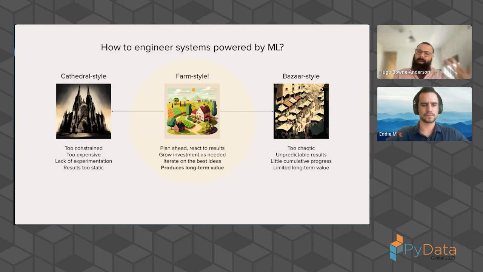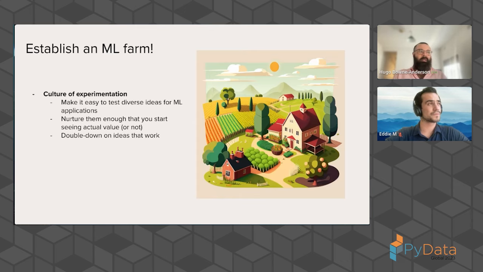So one way to think about it is we want to start building more farm-like things where we have kind of a collective, with shared infrastructure and shared tooling, but people are able to do things on their own terms as well. So you're able to plan ahead, but also react to results, and you can grow investment as needed, iterate on best results, and it's this that will produce long-term value, okay? So why a farm? Well, several reasons.